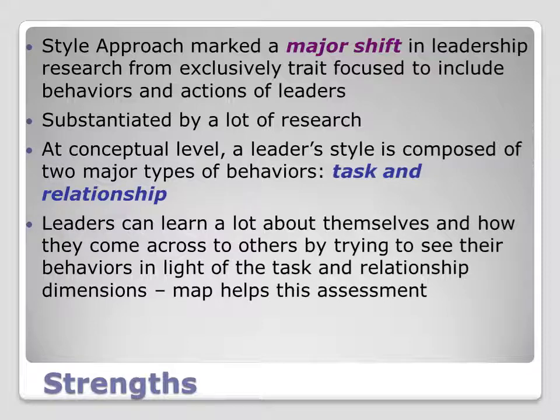I think it's easy for people to understand that. Another strength is that leaders learn a lot about themselves and how they come across to others by trying to see their behaviors in light of the task and relationship dimension. So they use a grid like we just laid out and map out themselves or have others map them out. It can be very helpful because then they begin to understand how other people view them, and they can have an honest look at themselves. So there's opportunity there to learn and maybe grow, although there's not necessarily a specific way to help someone grow in this way. But at least they understand where they are and how other people view them.